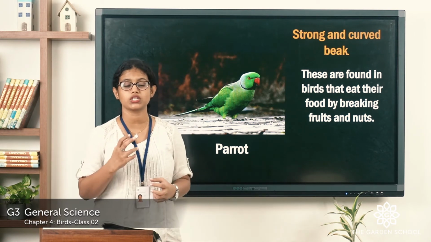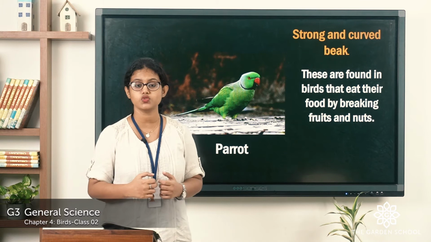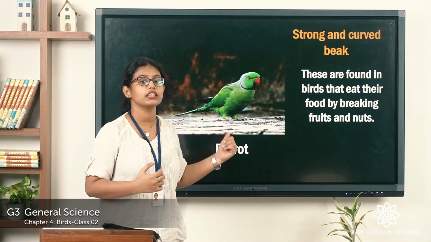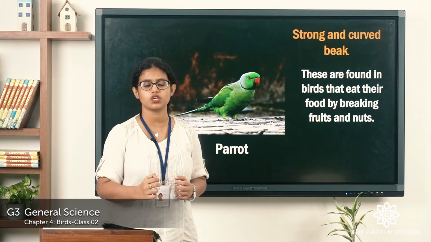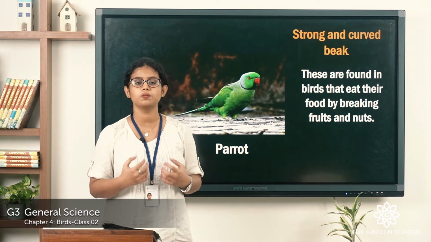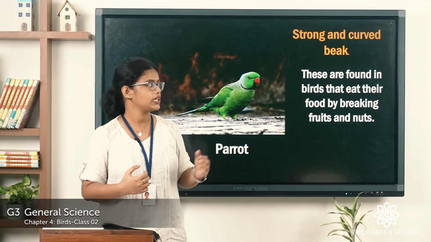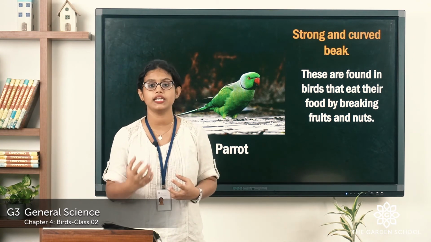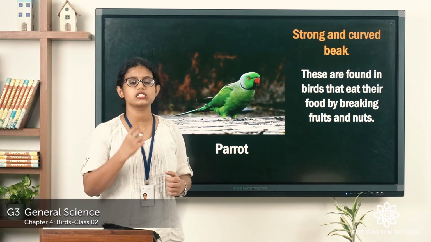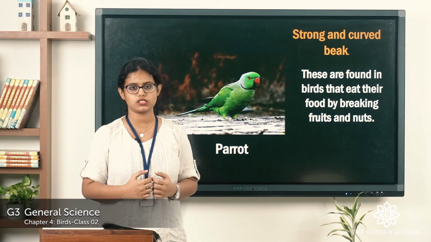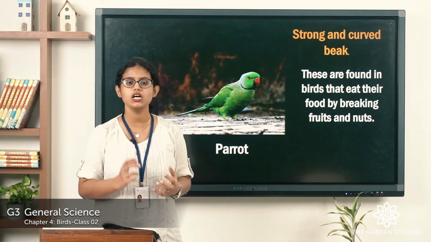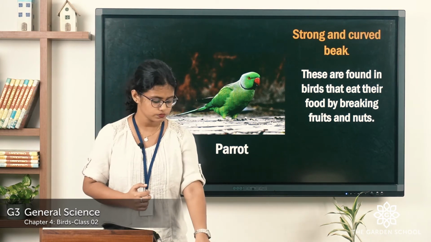The next one, strong and curved beak. Have you seen birds with curved beak, strong and curved beak? One example is the parrot. The parrot has a strong and curved beak. And what does this parrot eat? It eats fruits and nuts. And it uses its curved beak to break its fruits and nuts. So that is why it has a curved beak.